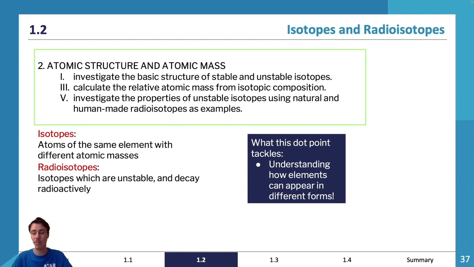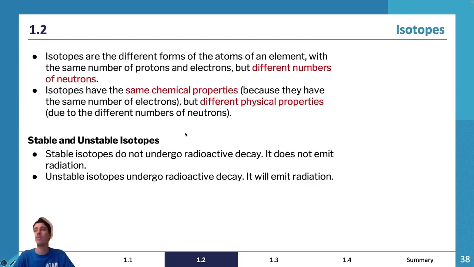So isotopes are those different variations. The radioisotopes are isotopes that are unstable and decay radioactively. Carbon-13 and 14 are examples of that. They're not very stable, and that's why there are low percentages of them. So as we said, isotopes are different forms of atoms of an element with the same number of protons and electrons but a different number of neutrons. Isotopes have the same chemical properties because they have the same number of electrons, but different physical properties due to the different number of neutrons. They can then be stable or unstable. Stable isotopes do not undergo radioactive decay, so they don't emit radiation, but unstable isotopes do undergo radioactive decay and will emit radiation. So it's one of those aspects you do need to know, the difference between the two.